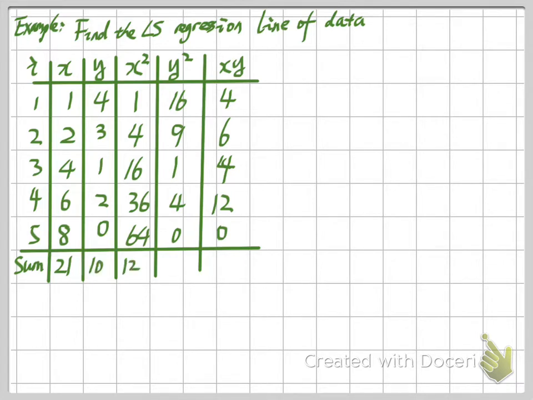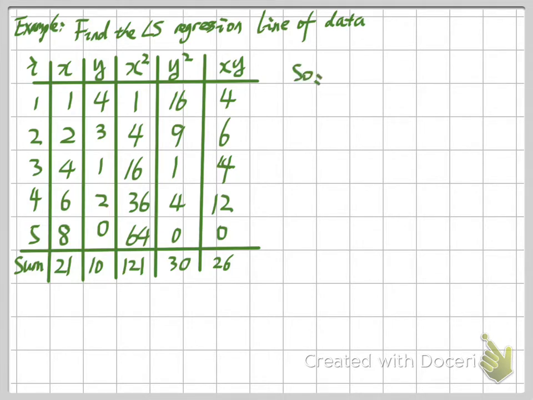Next is 121. And for the y square is 30. And the last one is 26. So now what we have is we get the sum of each column. So after we have this one, to plug in the value into our formula.